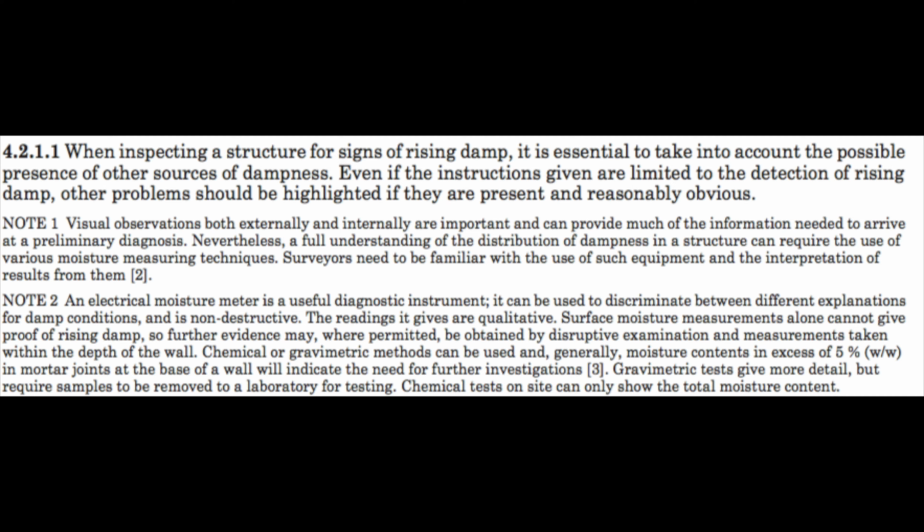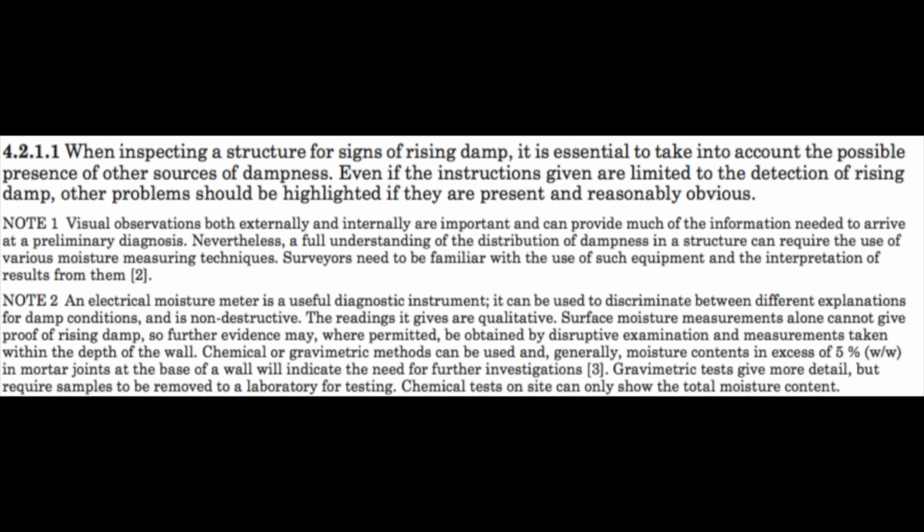Visual observations both externally and internally are important and can provide much of the information needed to arrive at a preliminary diagnosis. Nevertheless, a full understanding of the distribution of dampness in a structure can require the use of various moisture measuring techniques. Surveyors need to be familiar with the use of such equipment and the interpretation of the results from them. An electrical moisture meter, which is a damp meter, is a useful diagnostic instrument. It can be used to discriminate between different explanations for damp conditions and is non-destructive.